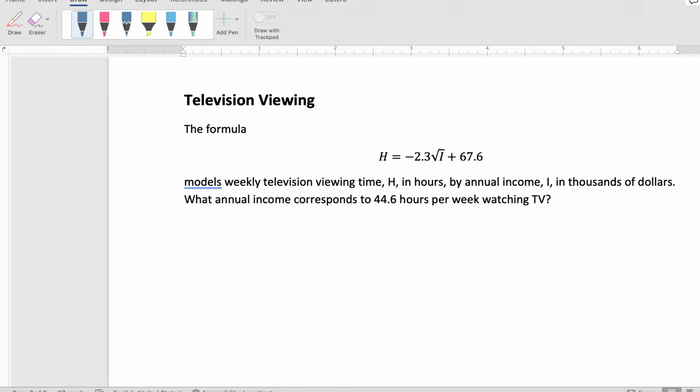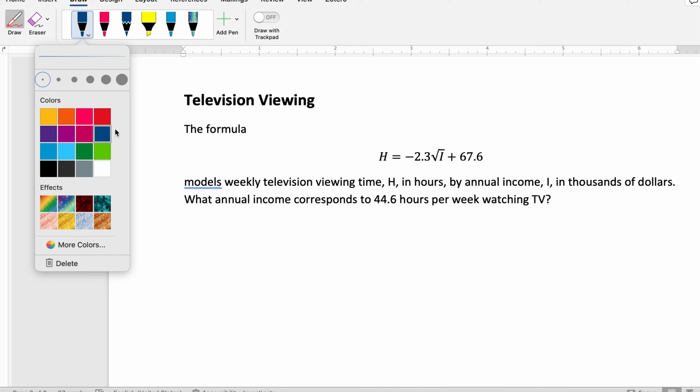In this video, we're going to solve this television viewing problem that uses a radical equation. So we have this formula, which models weekly television viewing time H in hours by annual income I in thousands of dollars. What annual income corresponds to 44.6 hours per week watching TV? So what we're going to do is we're going to plug in and solve.